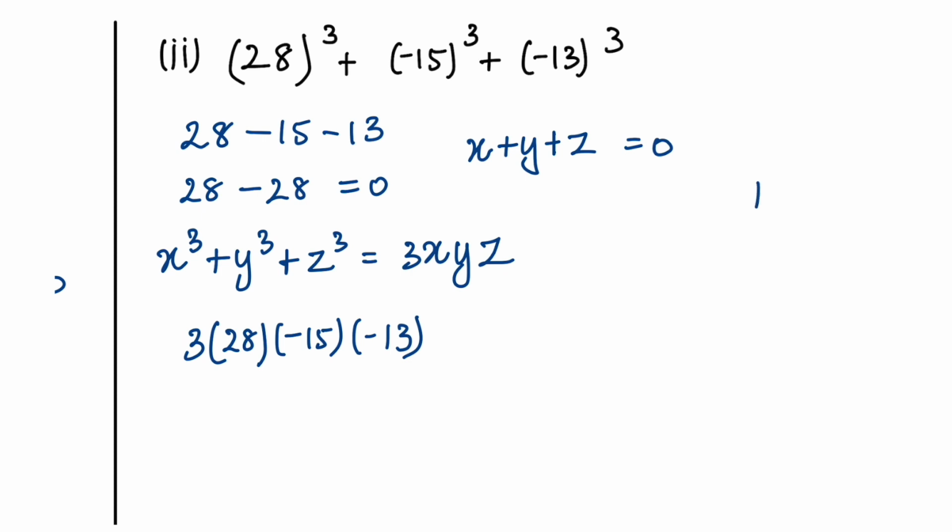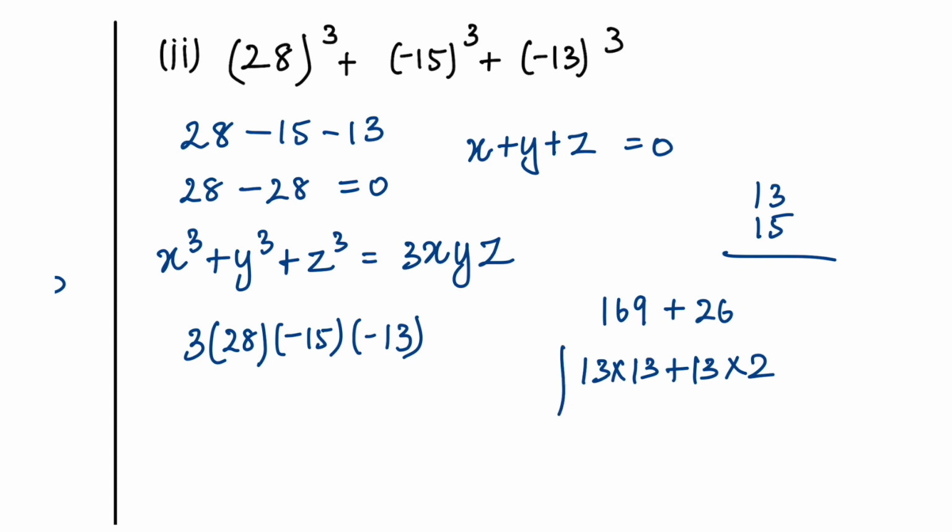Let us just first find out what 13 times 15 is. Again, there is something that you can do. For simplicity's sake, you can just multiply, but what you can do is, 13 squared is 169. This is something that we know off the top of our mind. You can add 26 to that. Why 26? 26 is 13 times 2. So 13 times 15 is actually 13 times 13 plus 13 times 2.